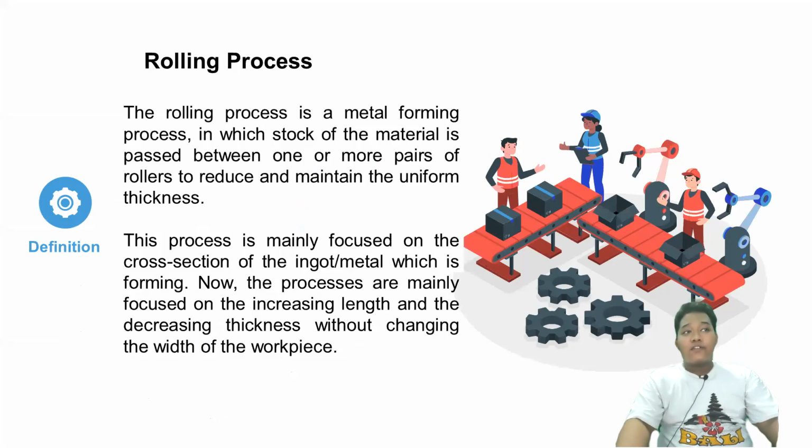Basically, rolling process is a metal forming process in which the material is passed between one or more pairs of rollers to reduce and maintain a uniform thickness. The process is mainly focused on the cross section of the metal being formed. It mainly increases the length and decreases the thickness without changing the width of the workpiece.